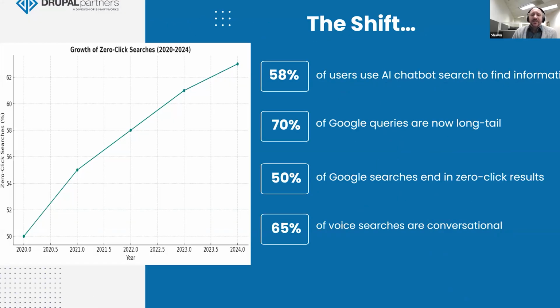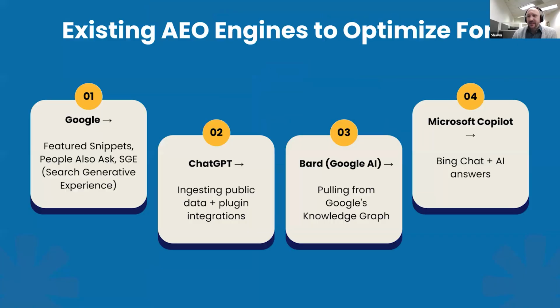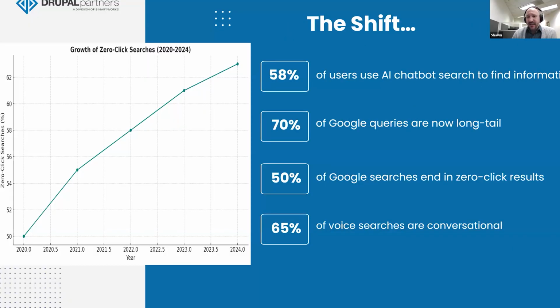That has led to a shift in the way people are searching. 50% of users use AI chatbots to find information. 70% of Google queries are now long tail. 50% of Google searches end in zero-click results, so it could be just information finding. And 65% of voice searches are conversational. So we want our information thorough, fast, and relevant to the topic that we're looking for.